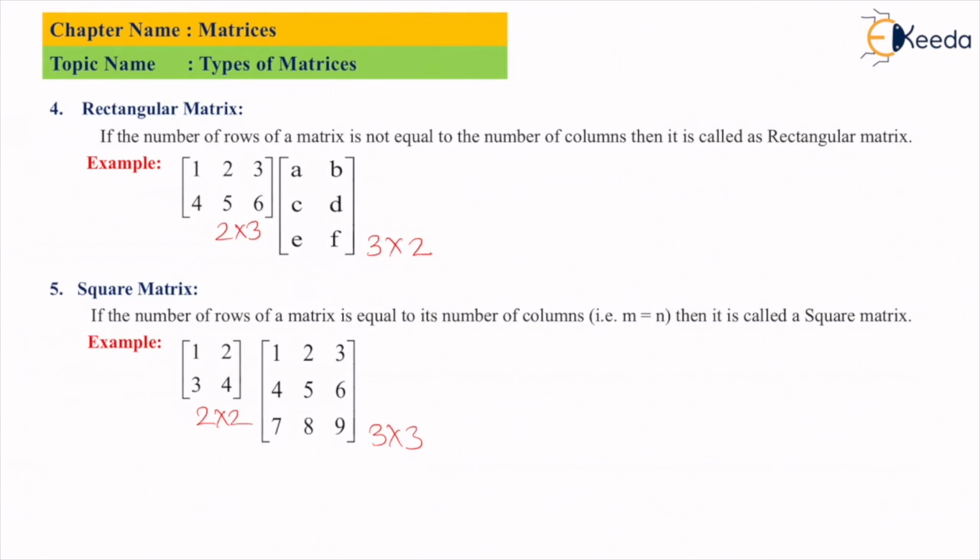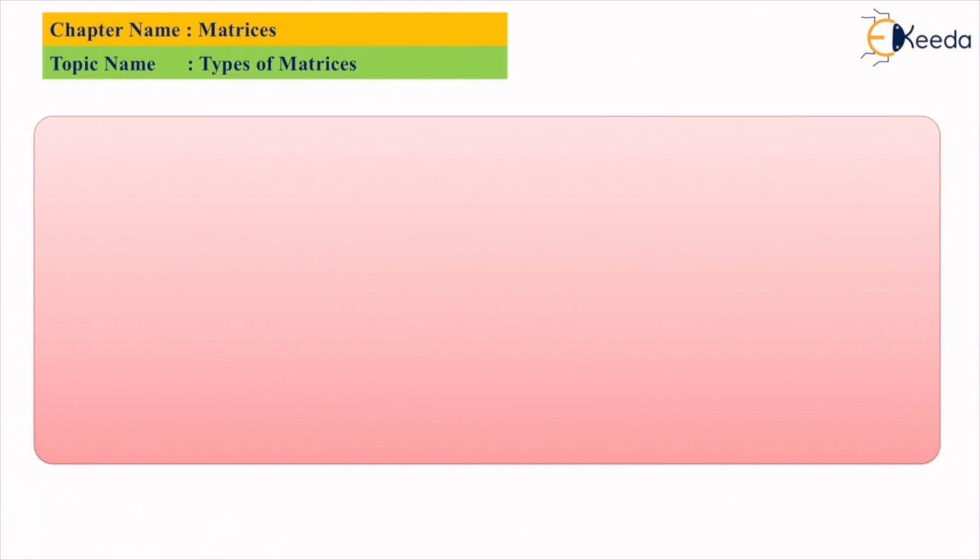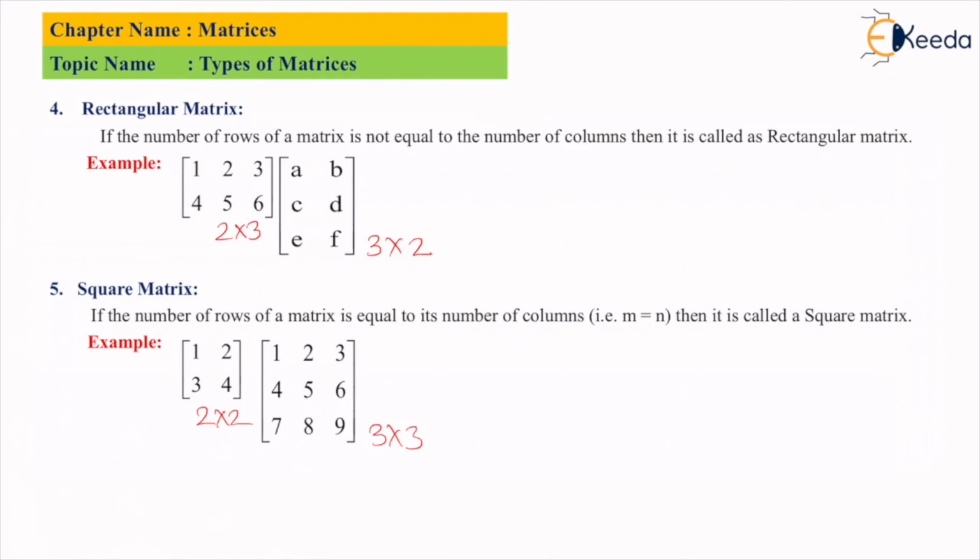Now let's see some important notes on these matrices. There is a concept called the trace of a matrix. Now what is the trace of a matrix? In a square matrix, you take the sum of the leading diagonal elements. Now what are the elements of the leading diagonal? So guys, let's come here. Here you can see the elements 1, 5, 9. So this is a diagonal of a square. Let's say if I draw a square here, there are two diagonals that we get.